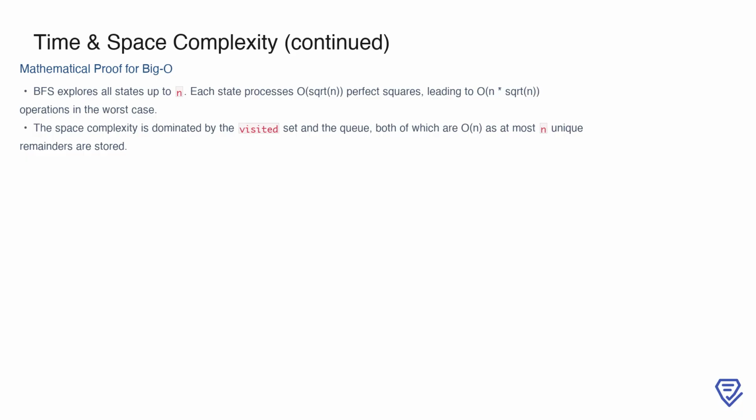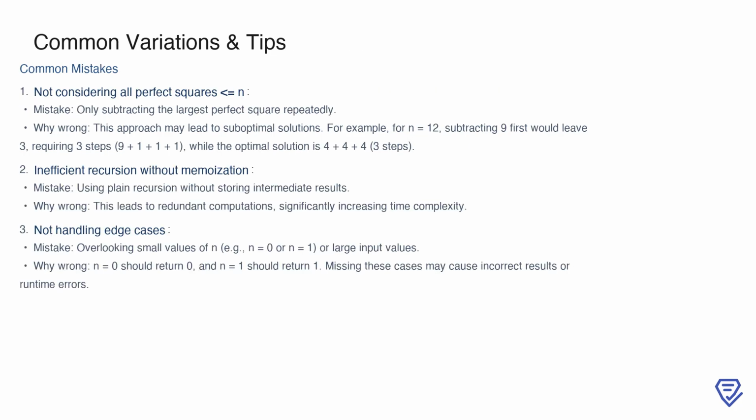case. For space, the two dominant factors are the visited set and the BFS queue. Both store up to n unique remainders, giving a space complexity of O(n). This analysis confirms that the algorithm is both time and space efficient compared to brute force approaches, making it well suited for this problem. When solving the perfect squares problem, there are several common pitfalls to avoid.